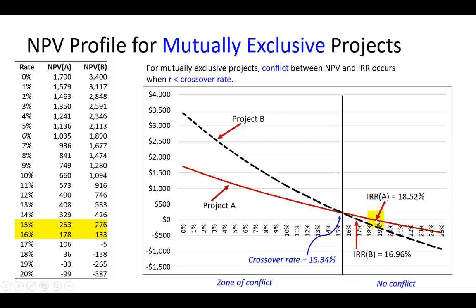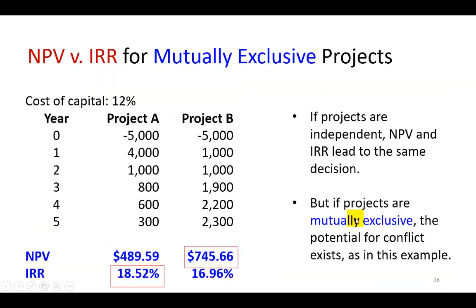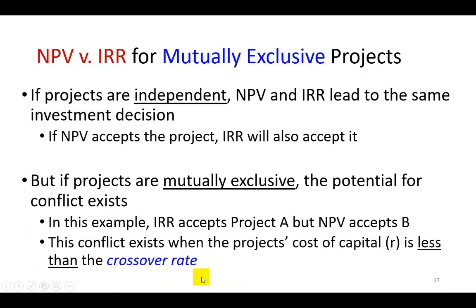So notice that IRR A, which is 18.52%, matches pretty much with what we got right here. And for B, it's 16.96%, which is virtually around 17%. If I go back a couple, you can see the correct IRRs calculated here.